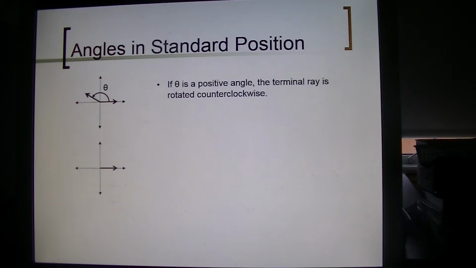And I might as well get the other one in there as well. This is what you didn't talk about last year. We can have a negative angle. If theta is a negative angle, the terminal ray was rotated clockwise. So watch this one, how it spins.